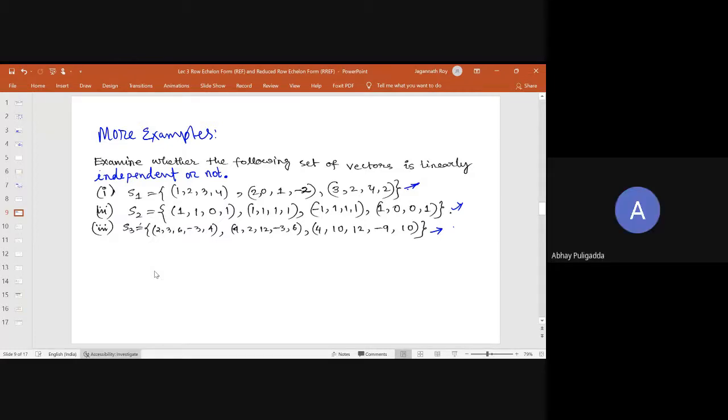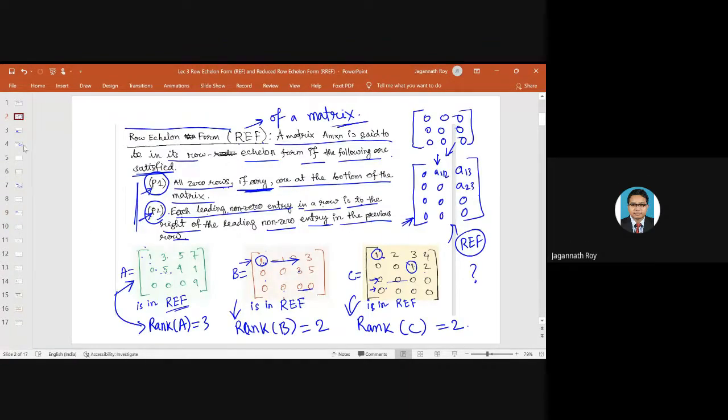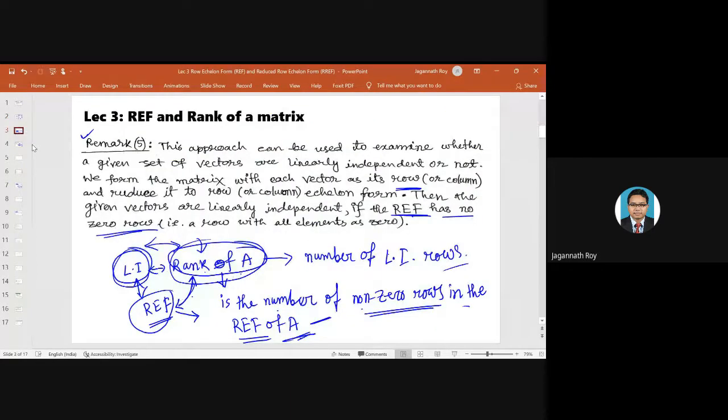Could you repeat that, the non-zero part? Yeah. If you go back and check the definition that we have given today, the rank of a matrix is the number of linearly independent rows, and the rank of a matrix can also be defined as the number of non-zero rows in the row echelon form of the given matrix.